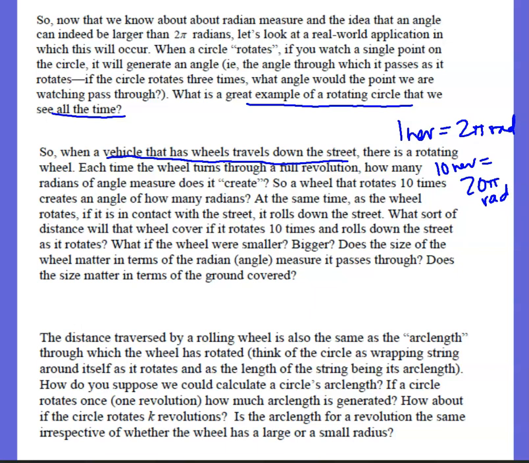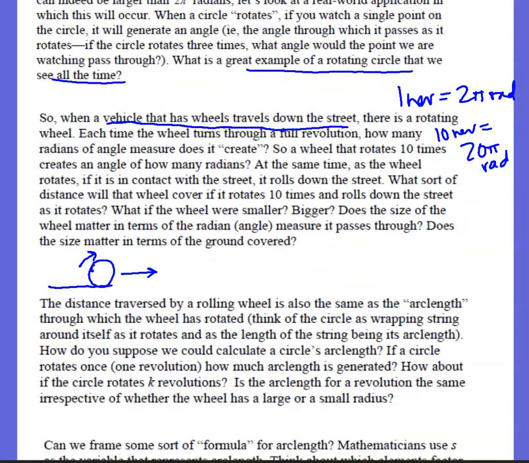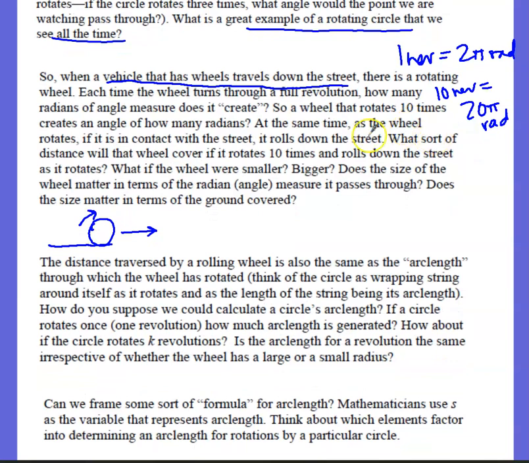At the same time that this wheel rotates, it has contact with the street. So down here, I've got a little wheel, it's rotating. But when it's rotating, it's also contacting a street. And because it is, that wheel is moving forward, and it's going a distance. It's going to cover a distance as it rotates those 10 times. So what sort of distance will it cover in the 10 times that it rotates?